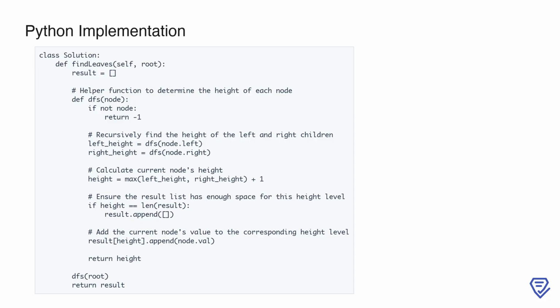8. Return height. The function returns the computed height for the current node to aid in the parent node's height calculation. 9. Final return. After the DFS function completes, the result list contains all leaves grouped by their removal stages, and it is returned as the output. This solution is efficient, as each node is visited once, resulting in a time complexity of O(n), where n is the number of nodes in the tree. The space complexity is O(h), where h is the height of the tree, due to the recursive call stack. This implementation is both clean and optimal for the given problem.